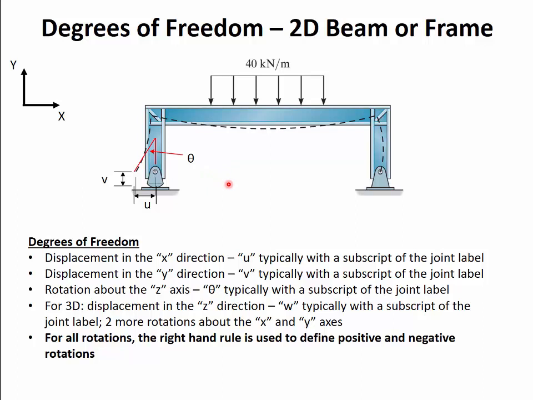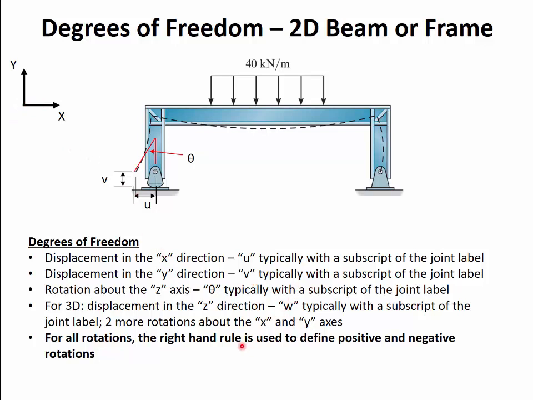And then if we go into 3 dimensions, we add an extra displacement degree of freedom in the z direction. So using our right hand rule, remember, we put our hand at x, curl our fingers towards y, our thumb points in the positive z direction. That's why z comes out of your screen.